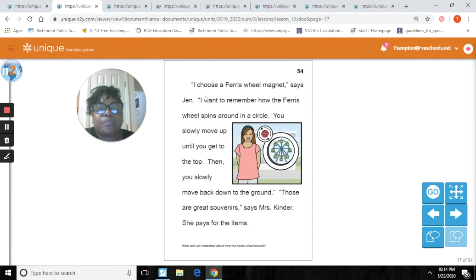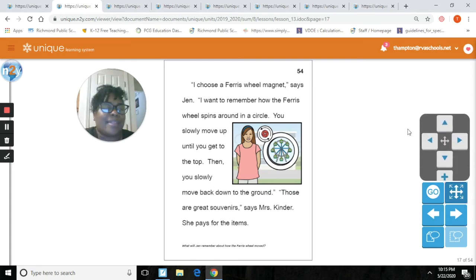Okay. So it says here, I choose a Ferris wheel magnet, says Jen. I want you to remember how the Ferris wheel spins around in a circle. You slowly move up until you get to the top. Then you slowly move back down to the ground. Those are great souvenirs, says Mrs. Kinder. She pays for the items.